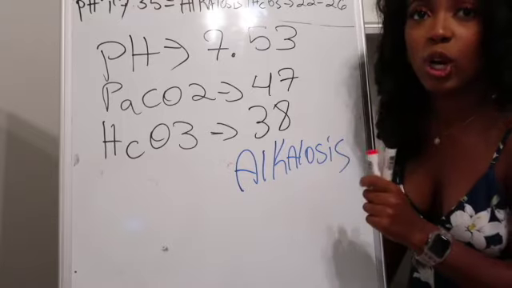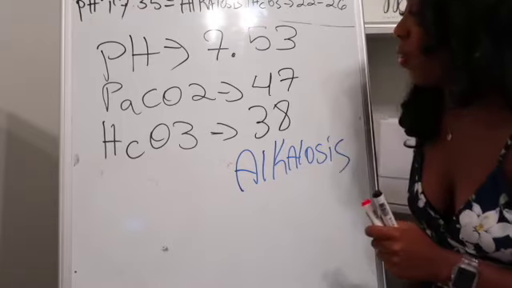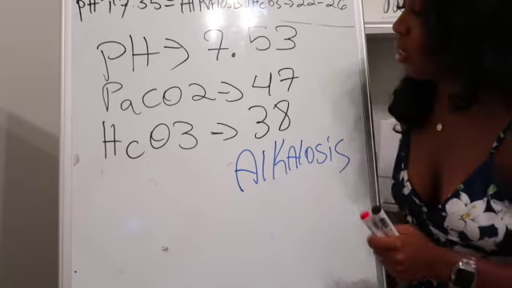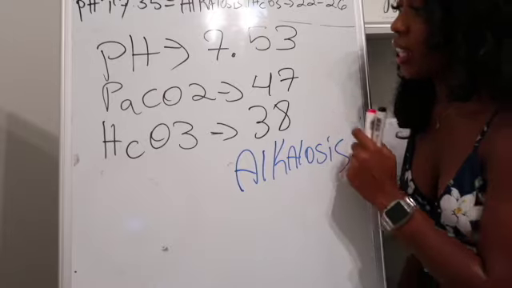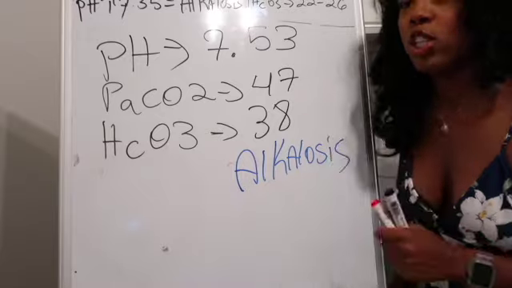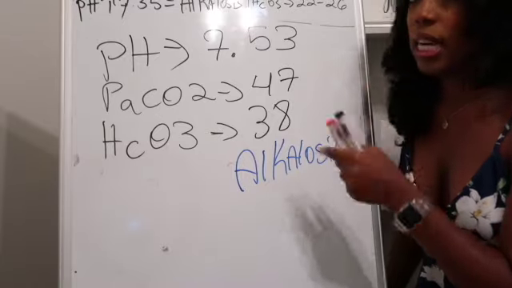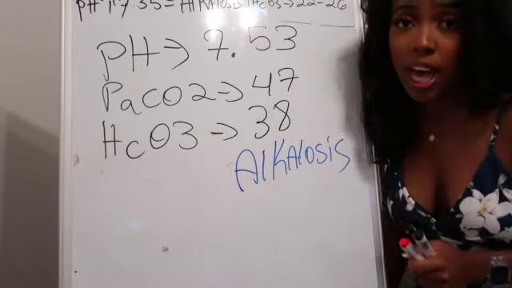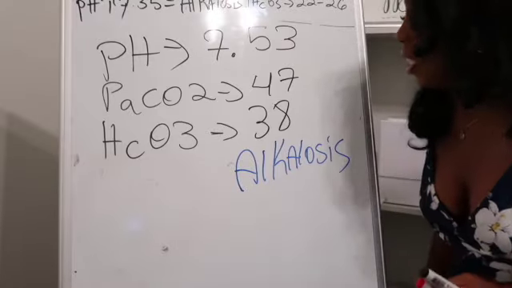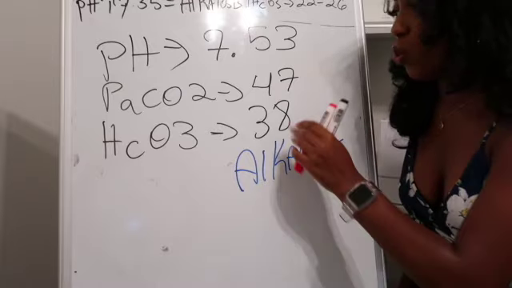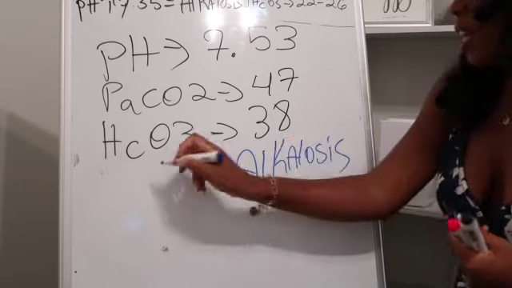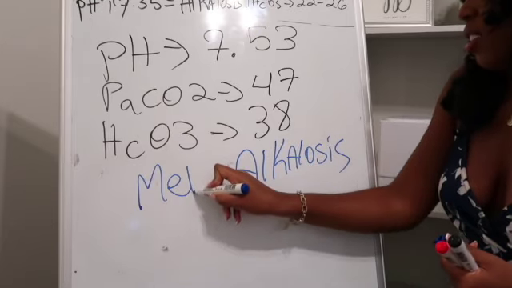Our HCO3 is 38, okay? But normal HCO3 is 22 to 26. This HCO3, remember, we match it with basic and we match it with the kidneys, all right? So the more HCO3 we have, the more basic our body is, or the more alkaline our body is. So we already know that there's way too much HCO3. This is a metabolic alkalosis.